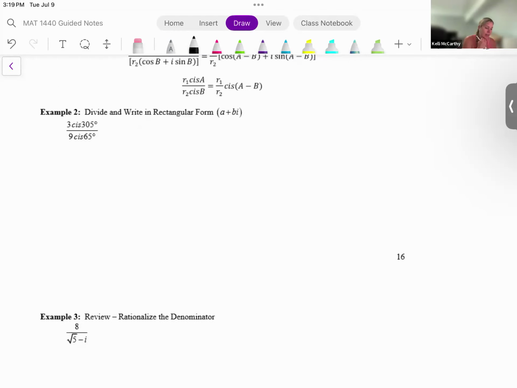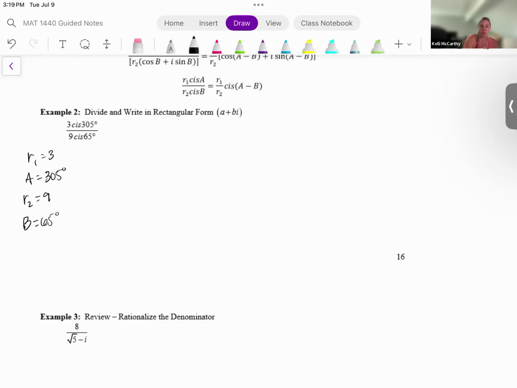So we're going to divide and write in rectangular form. Again, I'm going to just identify the values from my two polar forms before substituting in. R1 is 3. A is 305 degrees. R2 is 9. And angle B is 65 degrees.